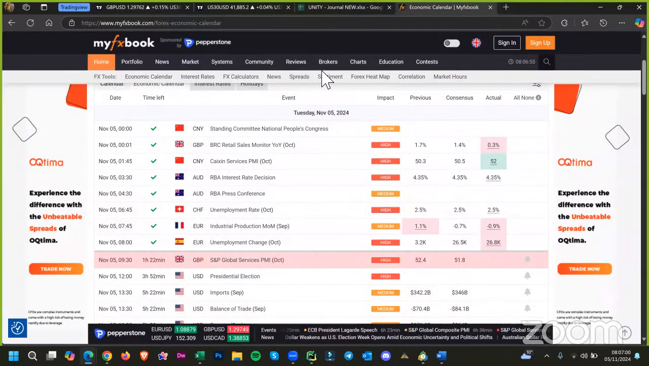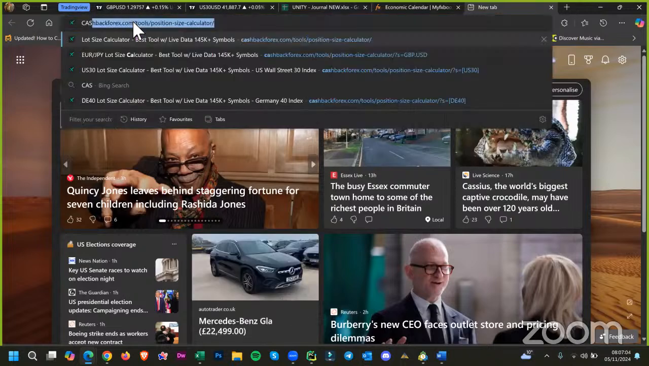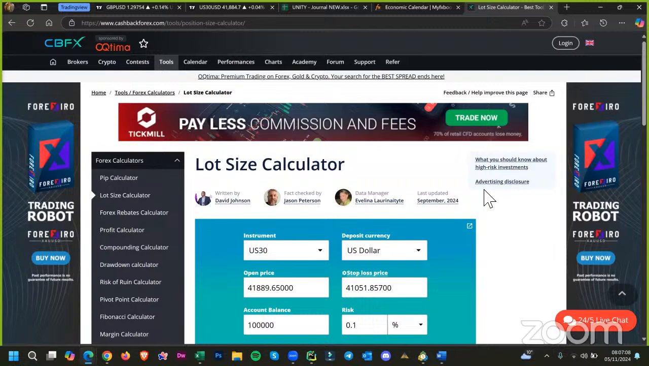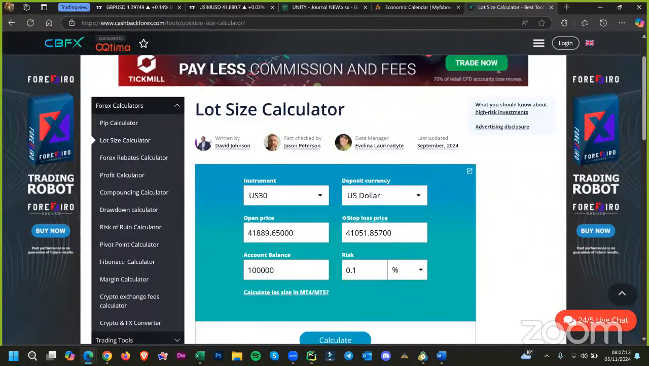Firstly, the obvious one is going to be our cashback forex. Anybody know what our cashback forex is being used for? Anybody know what we use this for? Why it's an essential tool? Anybody know? Well, it's an essential lot size calculator. Lot size calculator, right?